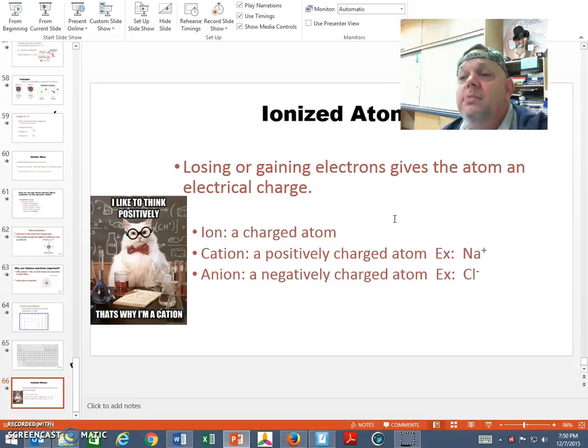Now, an ion is a charged atom. Yes, you need to know that. Within ions, you have the cation and the anion. A cation is a positively charged atom like Na+. An anion is a negatively charged atom like chlorine minus.